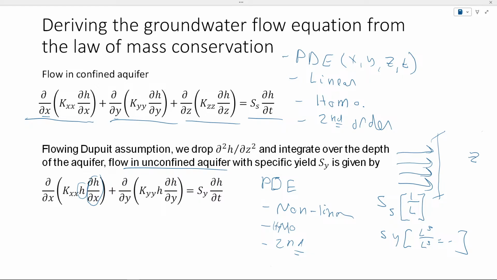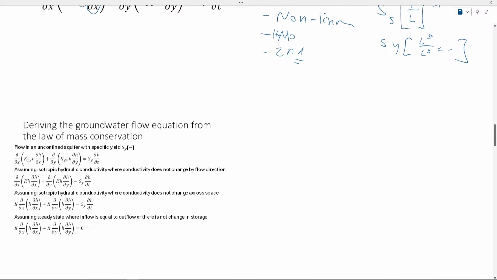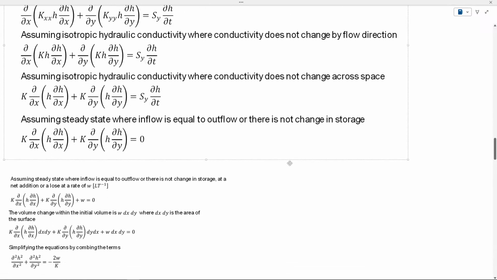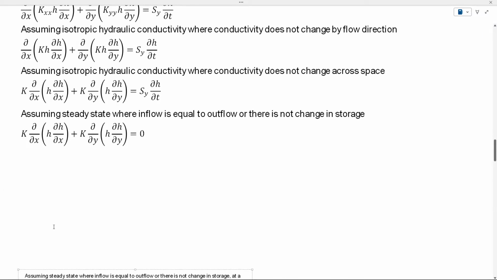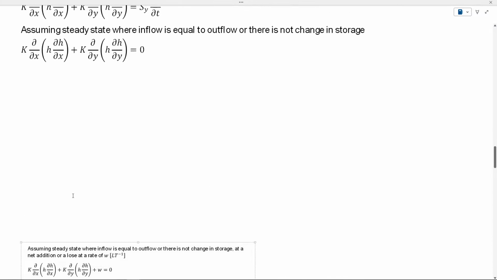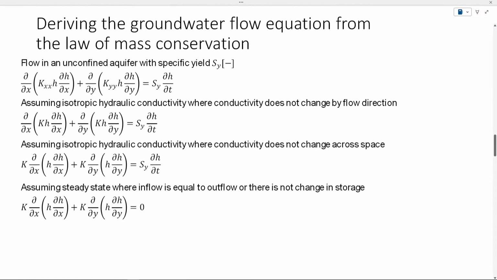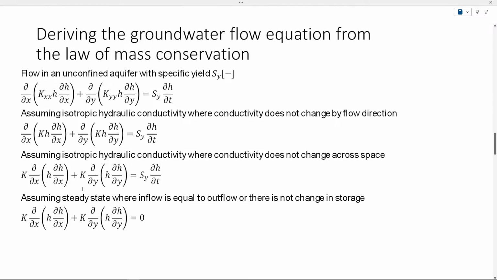So let's look further at this equation and let's make some simplifying assumptions. So here, this is the groundwater flow equation for an unconfined aquifer with this specific yield term. Basically, it's telling you the change of head in time is equal to the change of head within your domain, your aquifer.